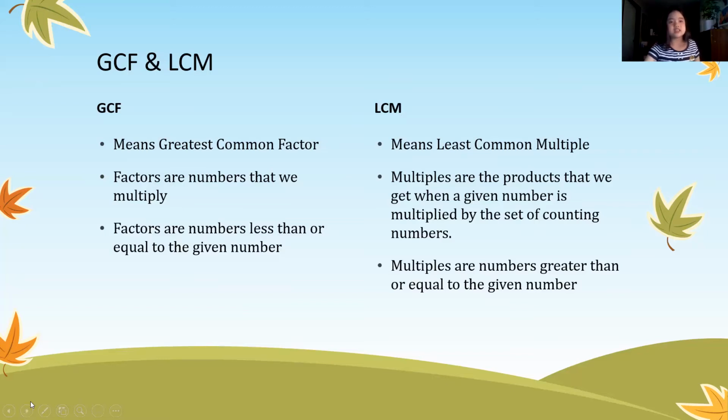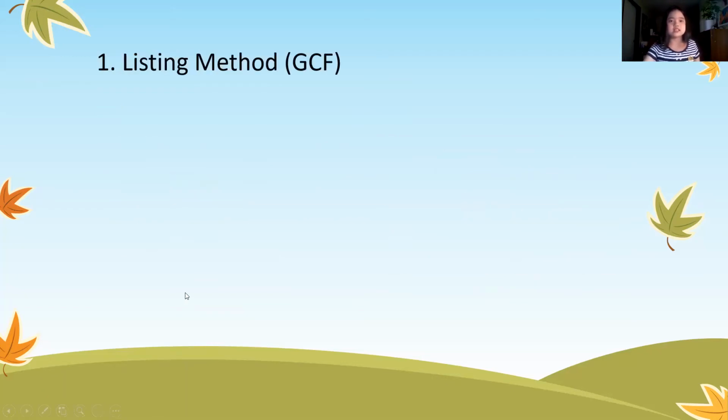So the question is, how are we supposed to get the GCF and LCM? Well, there are three methods. The first method is the listing method. First, we're going to show the listing method for GCF. Let's say we have these numbers, 12 and 18.